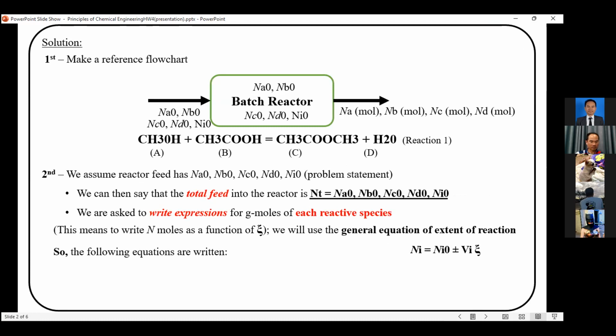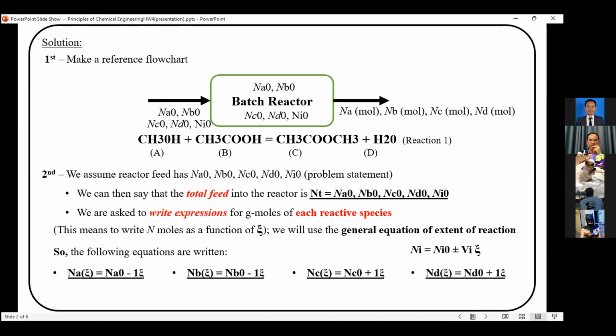equation, we are then asked to write expressions for the moles of each reactive species. So in other words, this also means to write the N moles as a function of the extent of reaction. So we can then use the general equation of extent of reaction given on the screen, Ni equals Ni0 plus nu_i times the extent. Using that equation, we can then write the following equations for Na, Nb, Nc, Nd. For Ni, we can neglect it since it is an inert gas, and the problem only asks for each reactive species.